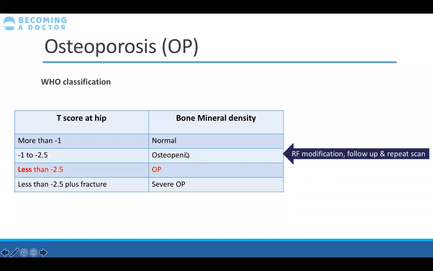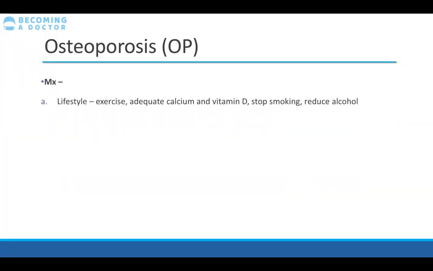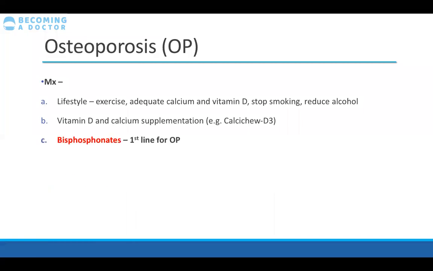If it's osteopenia, you want to give them advice about risk factor modification, follow up and repeat the scan, usually within 2 years. If they are osteoporotic, you want to initiate treatment. In terms of management: lifestyle advice, exercise, make sure they're getting adequate calcium and vitamin D, stop smoking, reduce alcohol. In terms of supplementation, you can try something like calcium D3, which has both.